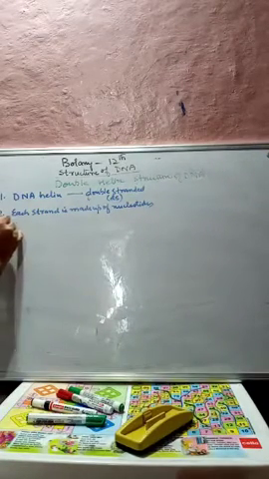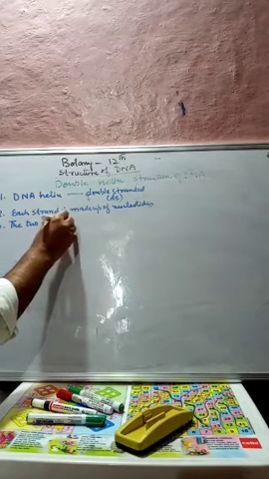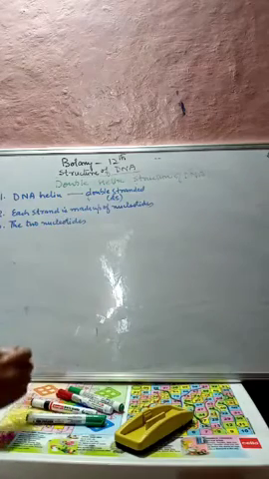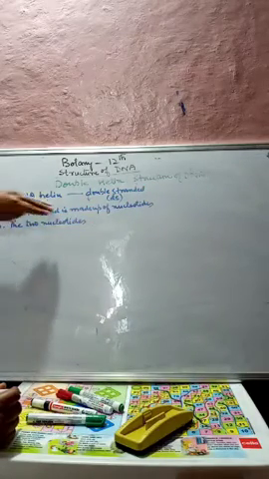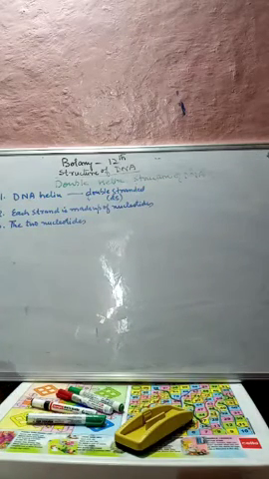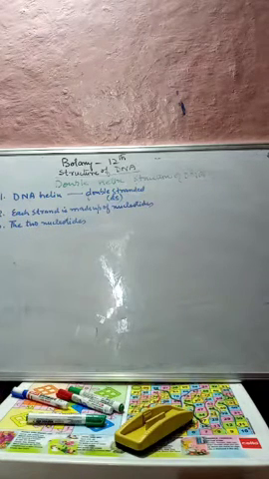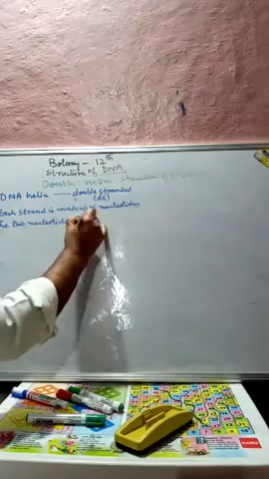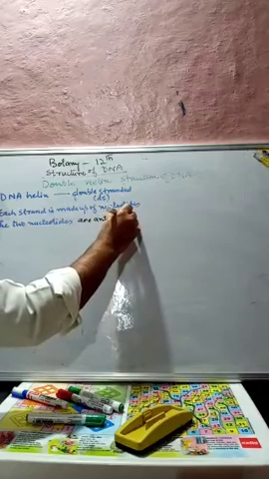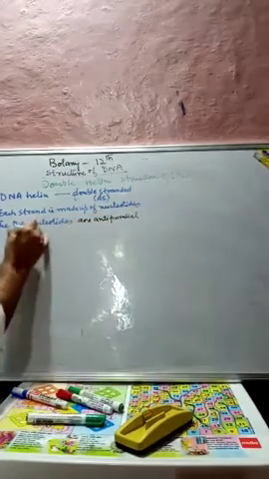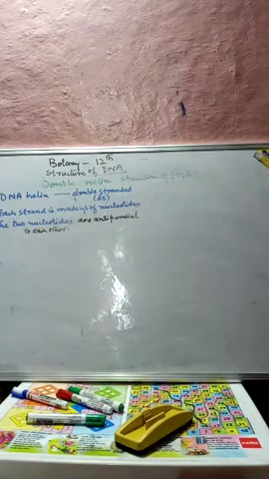The DNA helix is a double strand. When we draw the diagram, it will become clear. Each strand is made up of nucleotides. The third point we will say is that the two nucleotide strands are anti-parallel to each other. What does this mean? We will try to discuss it. That is the third point.